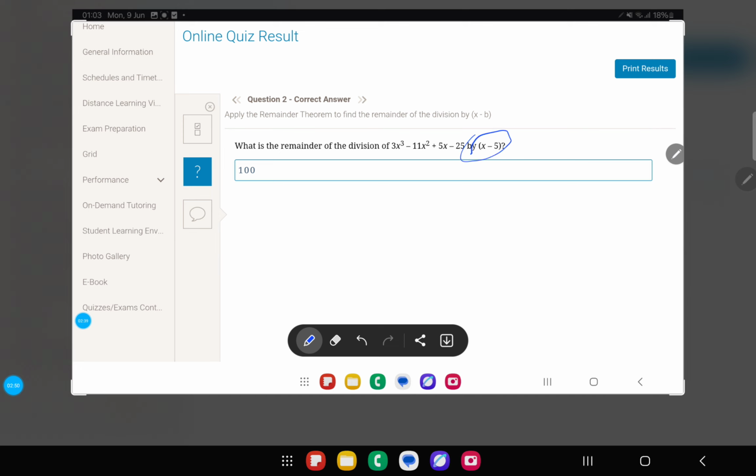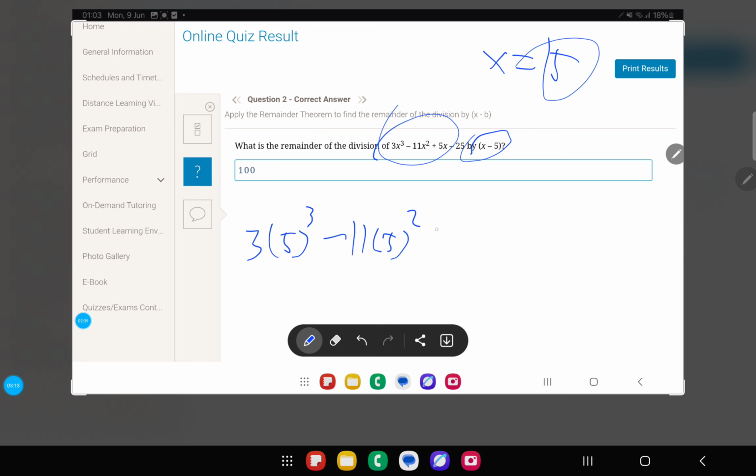We want to find the root, right? This time they want us to find the remainder. They didn't give it to us like the last question. So we get the root x equals 5. Now we just substitute 5 into the equation. So you put 3 times 5 cubed minus 11 times 5 squared plus 5 times 5 minus 25.